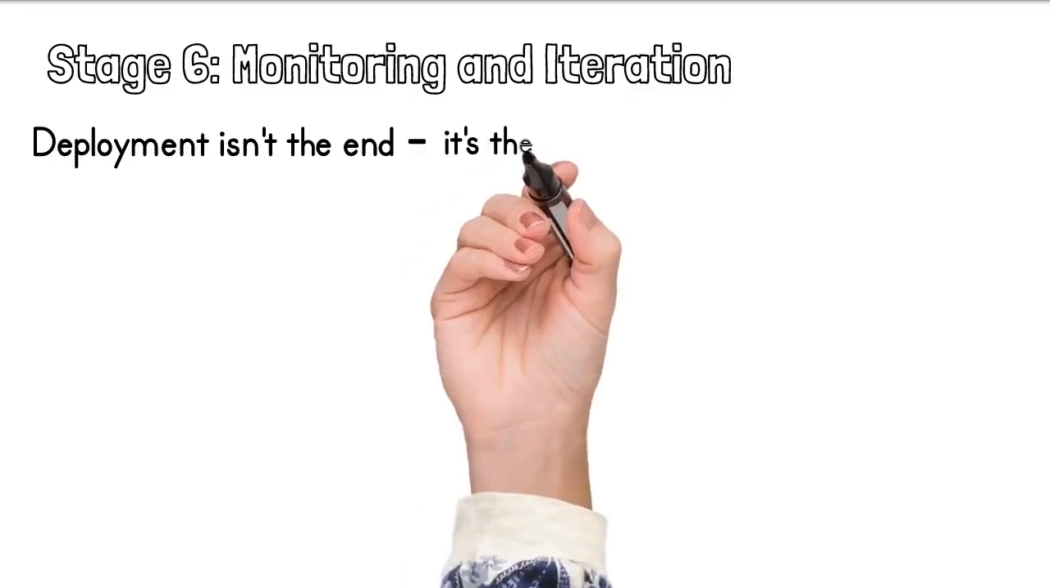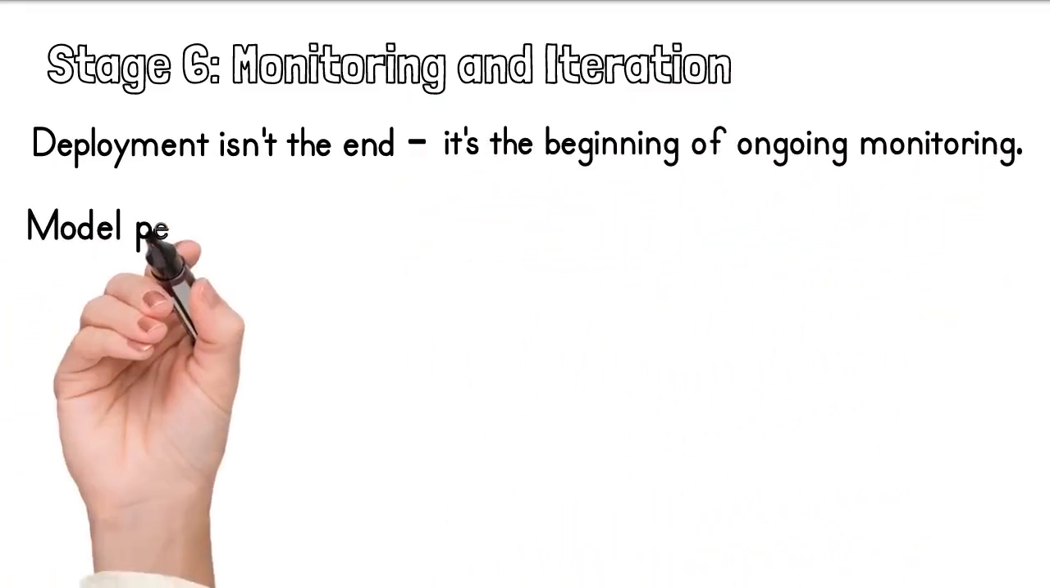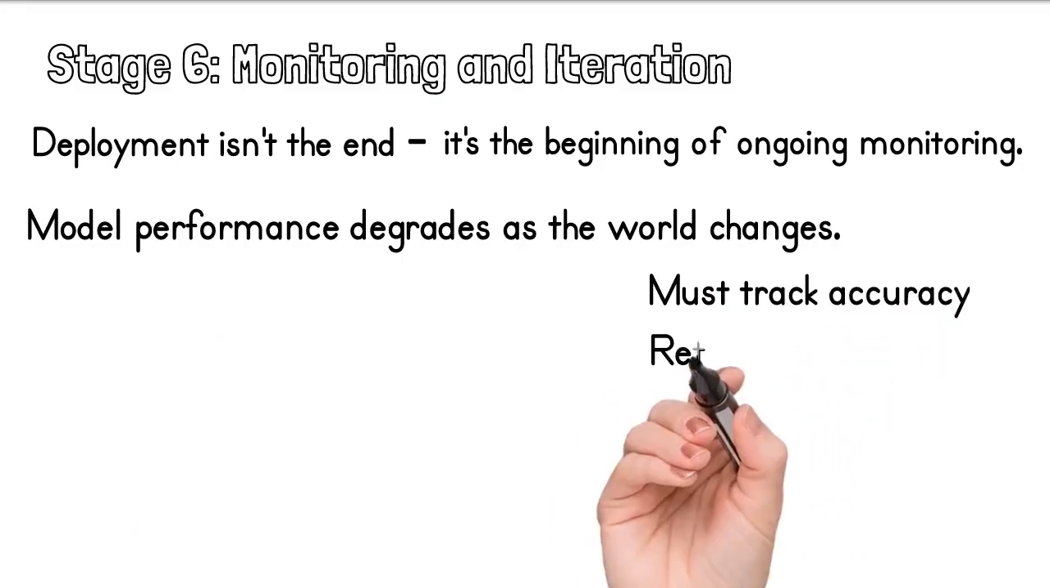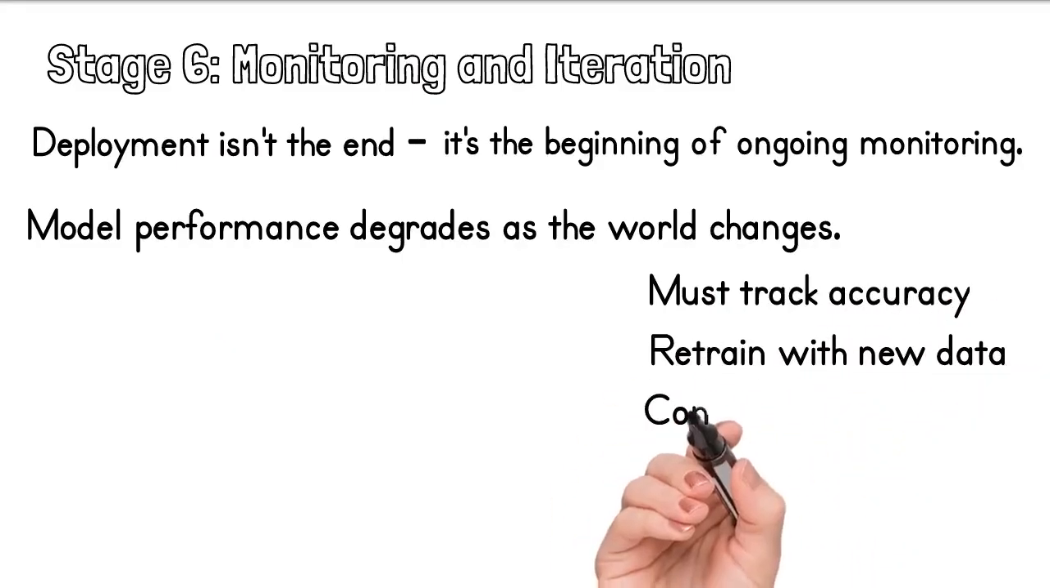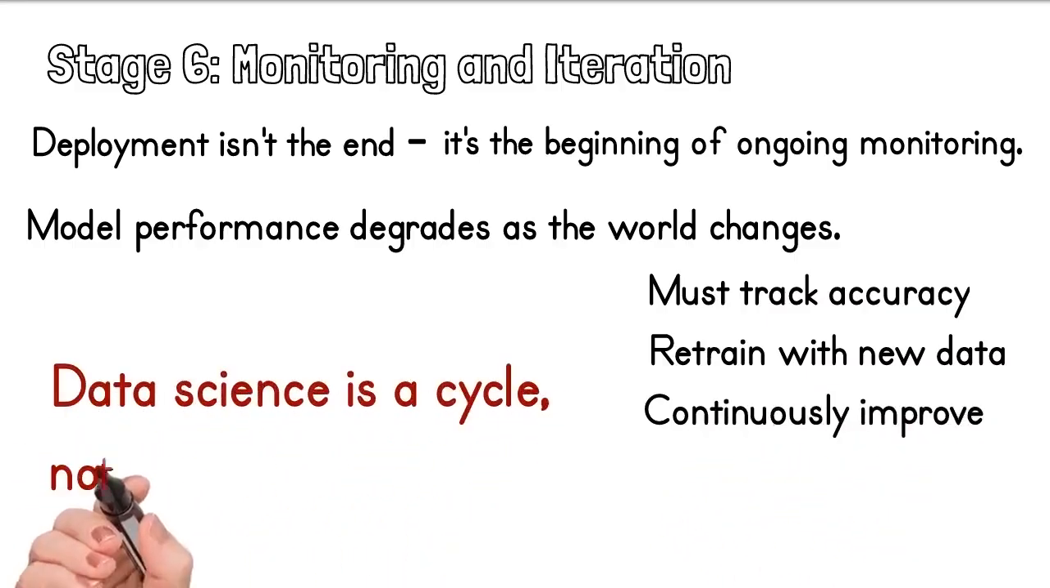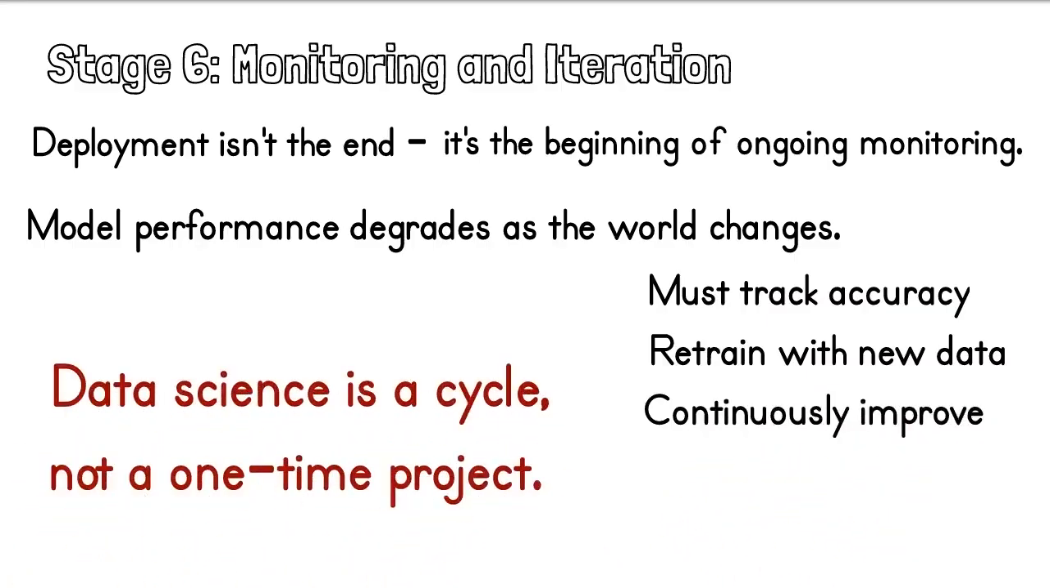Deployment isn't the end, it's the beginning of ongoing monitoring. Model performance degrades as the world changes. We must track accuracy, retrain with new data, and continuously improve. Data science is a cycle, not a one-time project.